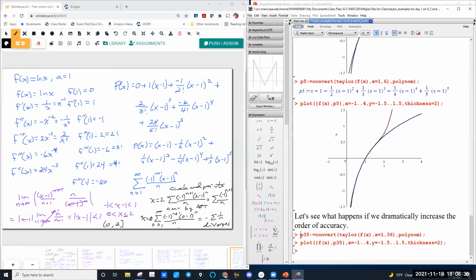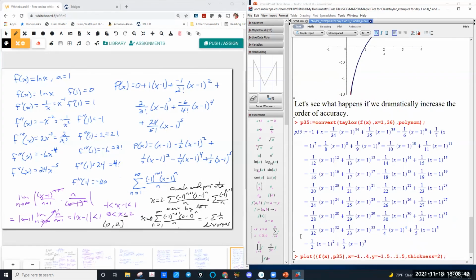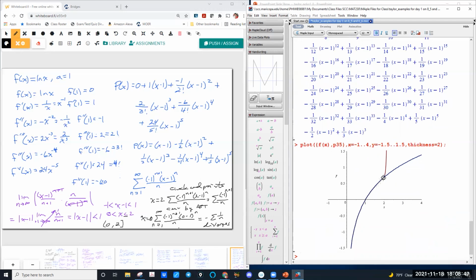So what I'm going to do is drastically increase our Taylor polynomial. This is a 35th degree Taylor polynomial. Look at what happens. That's the interval of convergence. That means our Taylor series converges perfectly between 0 and 2. But notice what happens at 2. All of a sudden it diverges. The reason we don't want to include 0 is that ln of x is undefined at 0, so it makes sense that we don't include 0. But this is what that interval of convergence means.